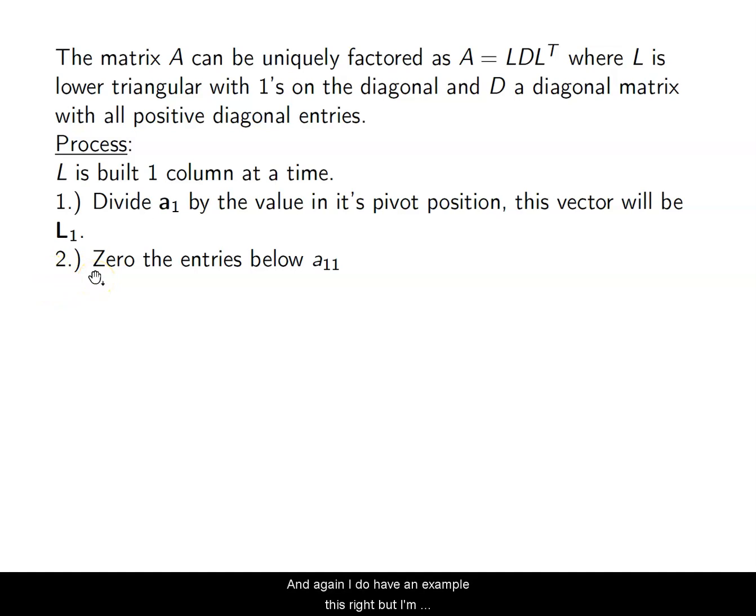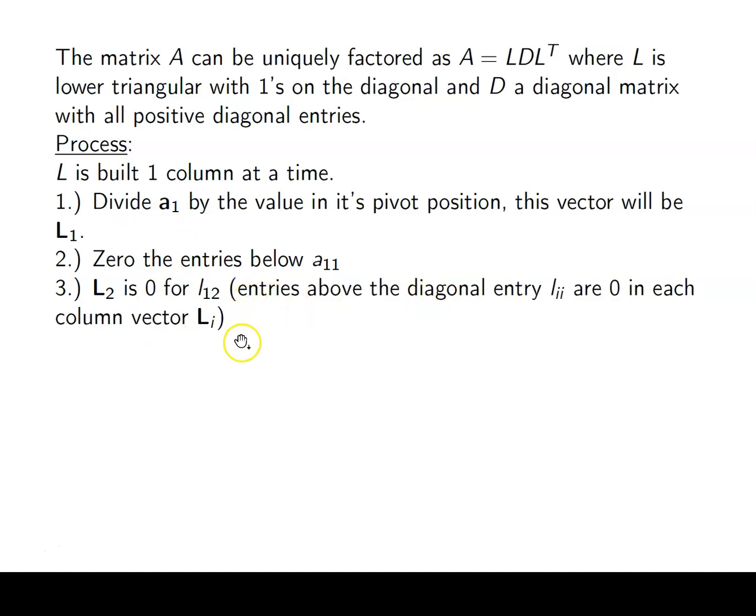Okay, and again, I do have an example of this, right? But I'm going to go backwards instead of forwards to show you how this works. So I am basically going to repeat the process. Okay. For the next entry, everything above the main diagonal is going to be 0. The next entry in L2 is going to be 1. And then I need to populate the elements below it. And I'm going to do that by doing the same thing I did here. I'm going to take the element that is in the pivot position of A2. Okay. And I'm going to divide everything below it by that value. And that's what's going to populate the rest of my L2 vector.